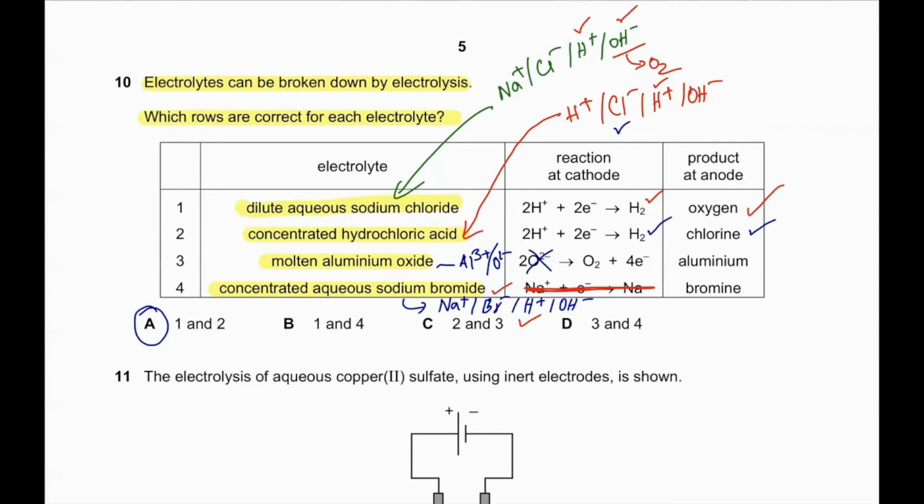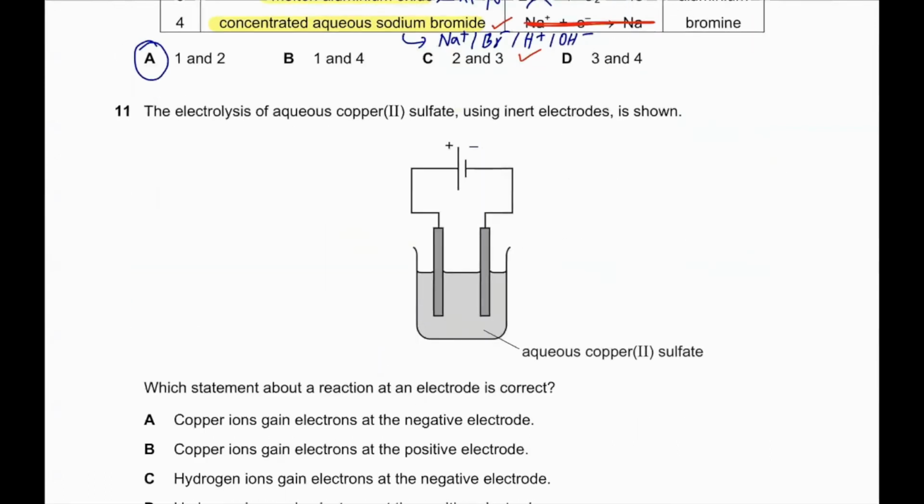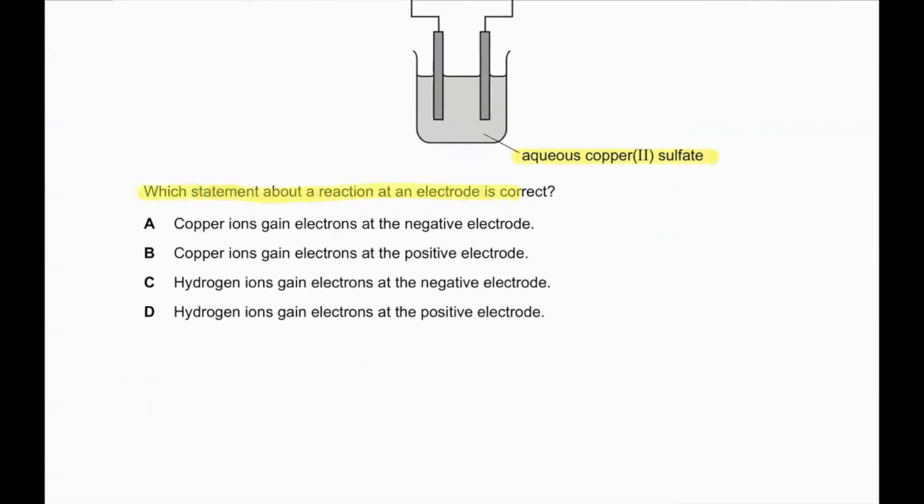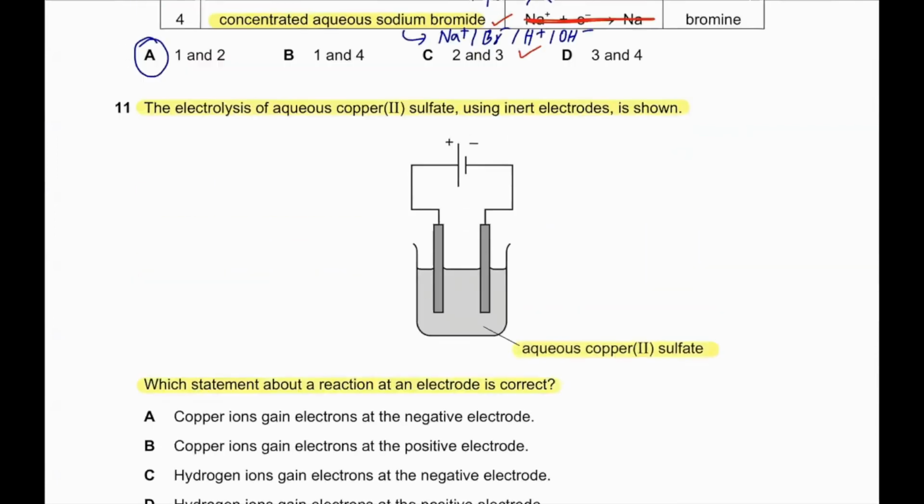So question number 10, A is the correct answer, guys. Question number 11: the electrolysis of aqueous copper II sulfate using inert electrodes is shown. Okay, aqueous copper II sulfate, we are using inert electrodes. Which statement about the reaction at an electrode is correct?